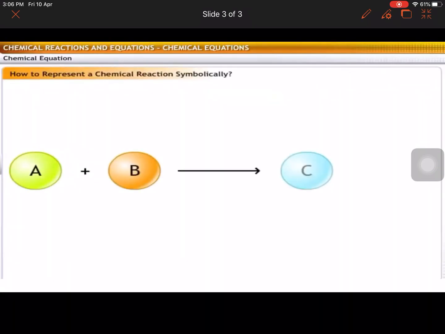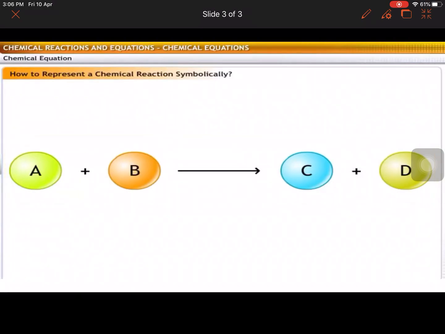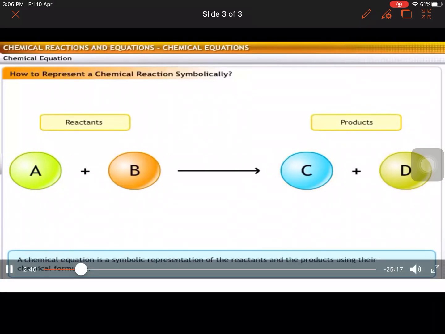A chemical reaction is typically expressed in terms of a chemical equation. A chemical equation indicates the components in a reaction, the physical state of each reactant, and the products of a reaction. Thus, a chemical equation is a symbolic representation of the reactants and the products.